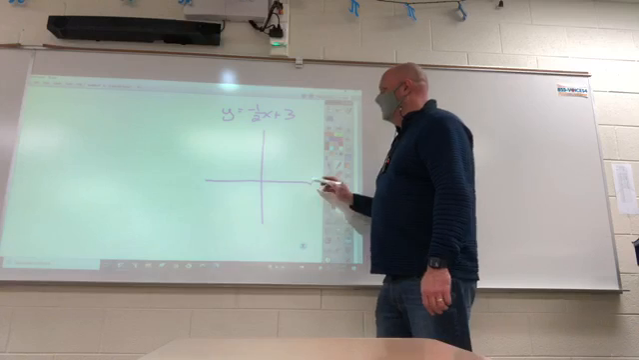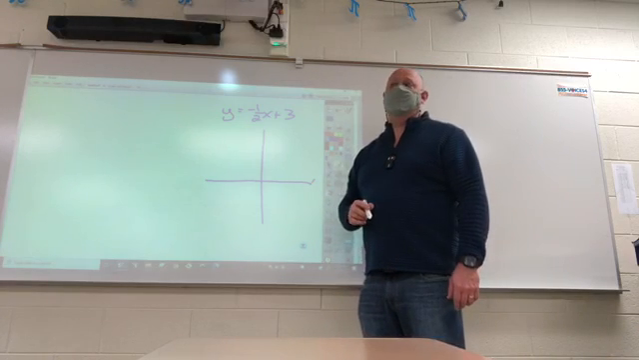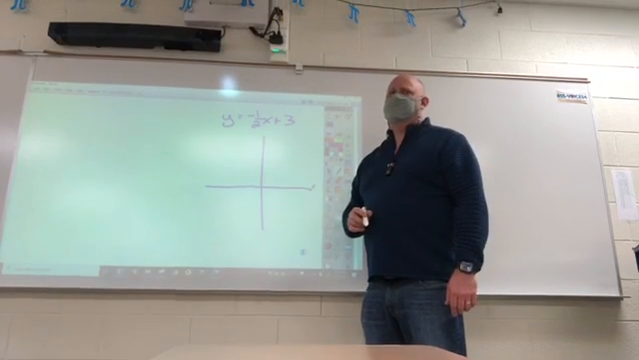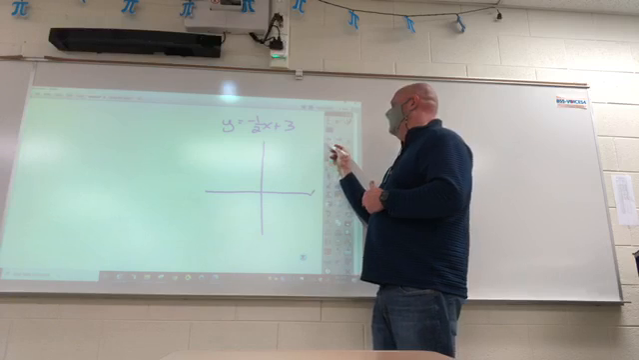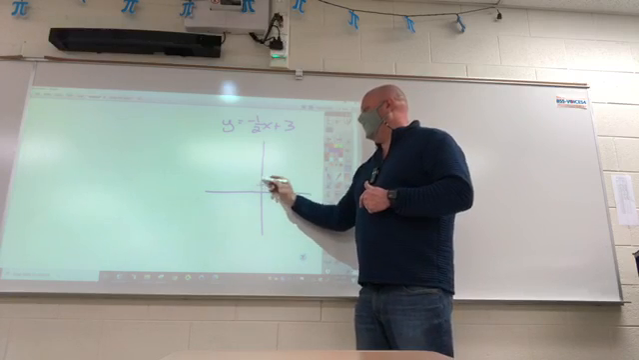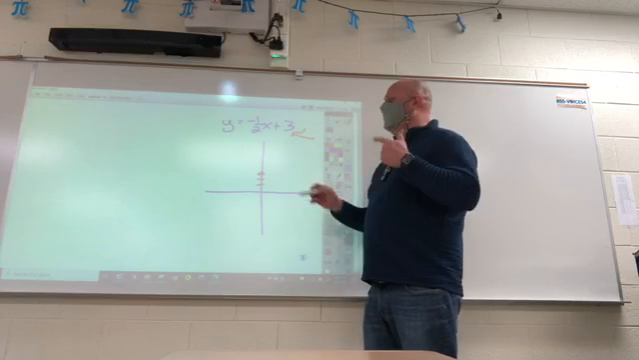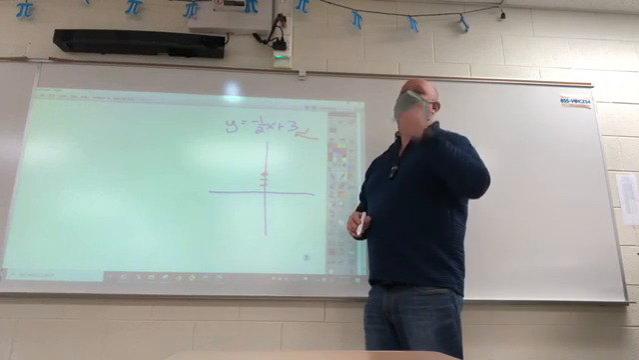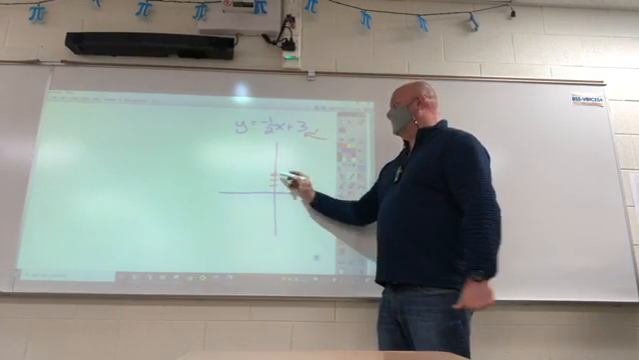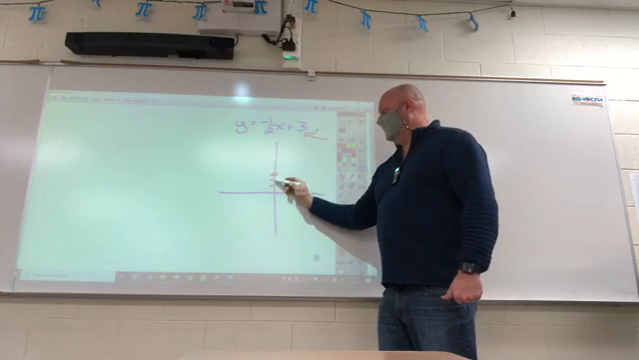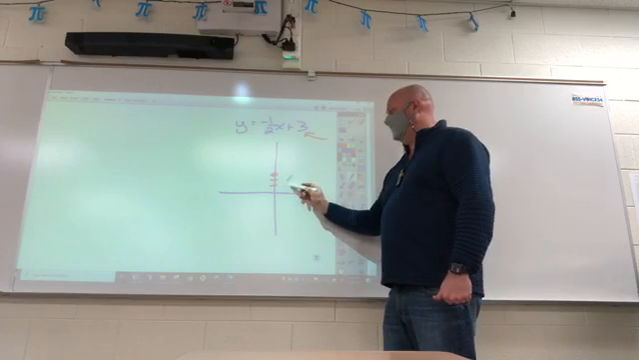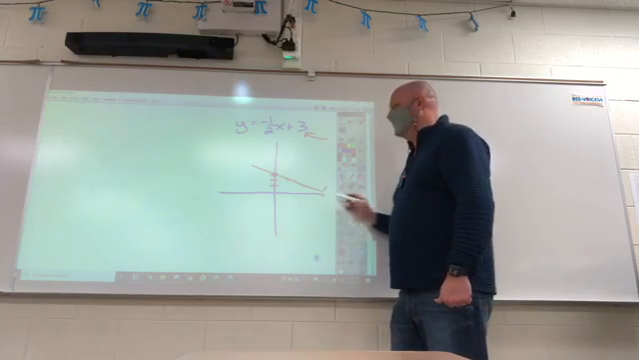Where am I going to start my graph? Where's the first point I'm going to plot? 0, up 3. My y-intercept is 3. From there, where am I going to go? Down 1, over 2. Down 1, over 2. Easy?